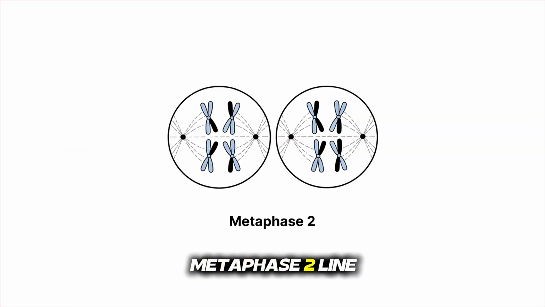Metaphase 2. Line up again. This time, single chromosomes, not pairs, line up at the equator. They're like solo artists now, ready to go their separate ways. The spindle fibers attach to each chromatid centromere like paparazzi snapping shots.